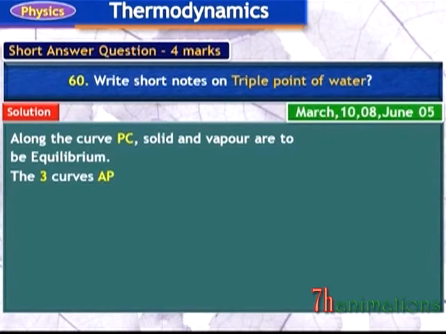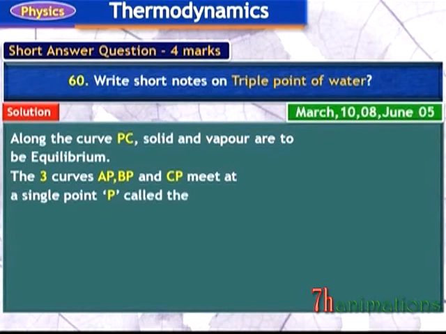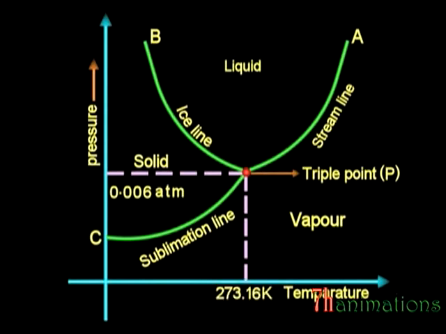The three curves AP, PB and PC meet at a single point P. This is called the triple point of water. The coordinates of this point are 273.16 Kelvin temperature and 0.006 atmospheric pressure. If this question is given for 4 marks, if you write what is the triple point of water, you get 1 mark. If you explain about the ice line, steam line and sublimation line, each gives 1 mark.